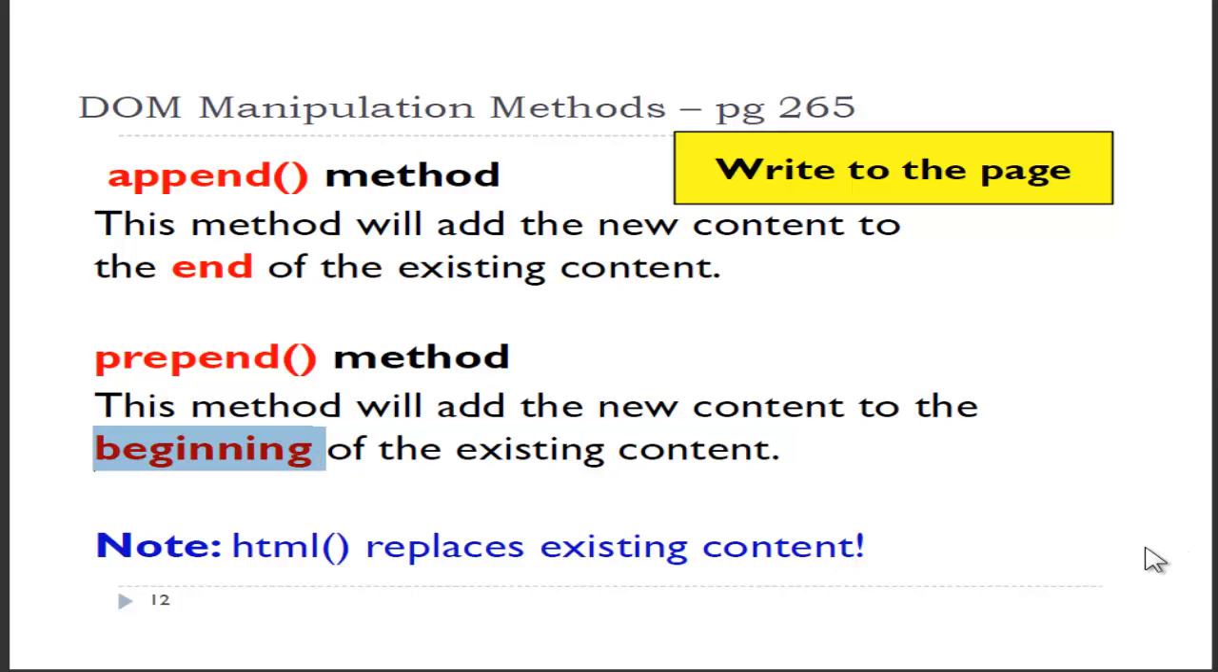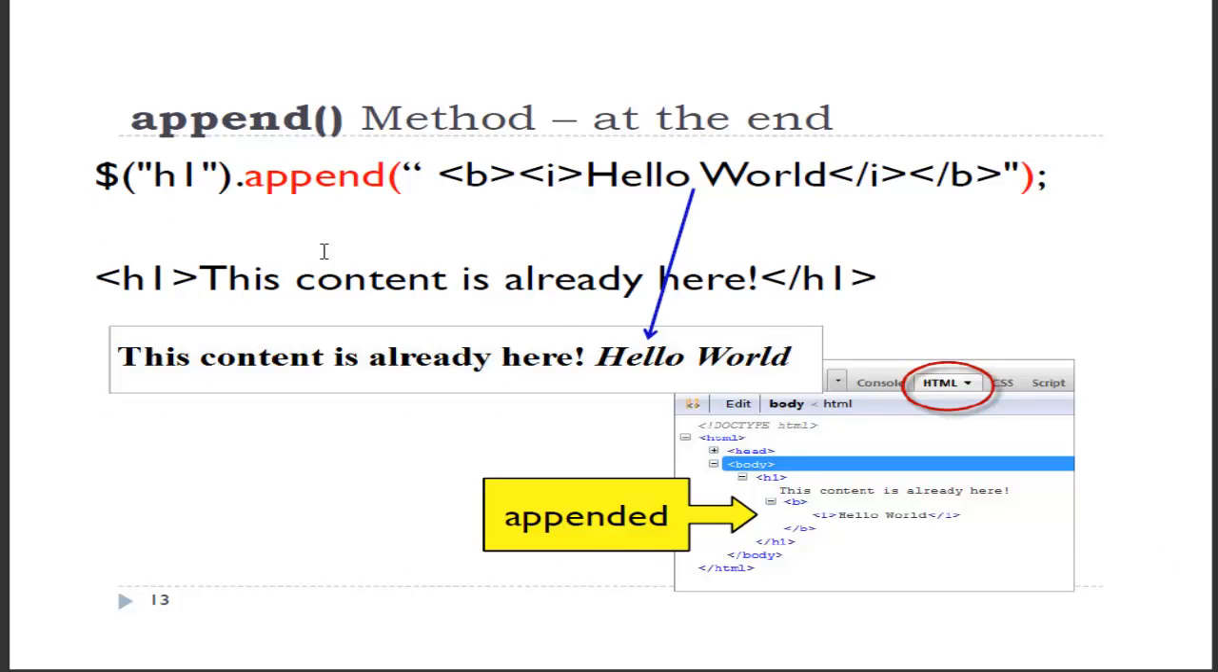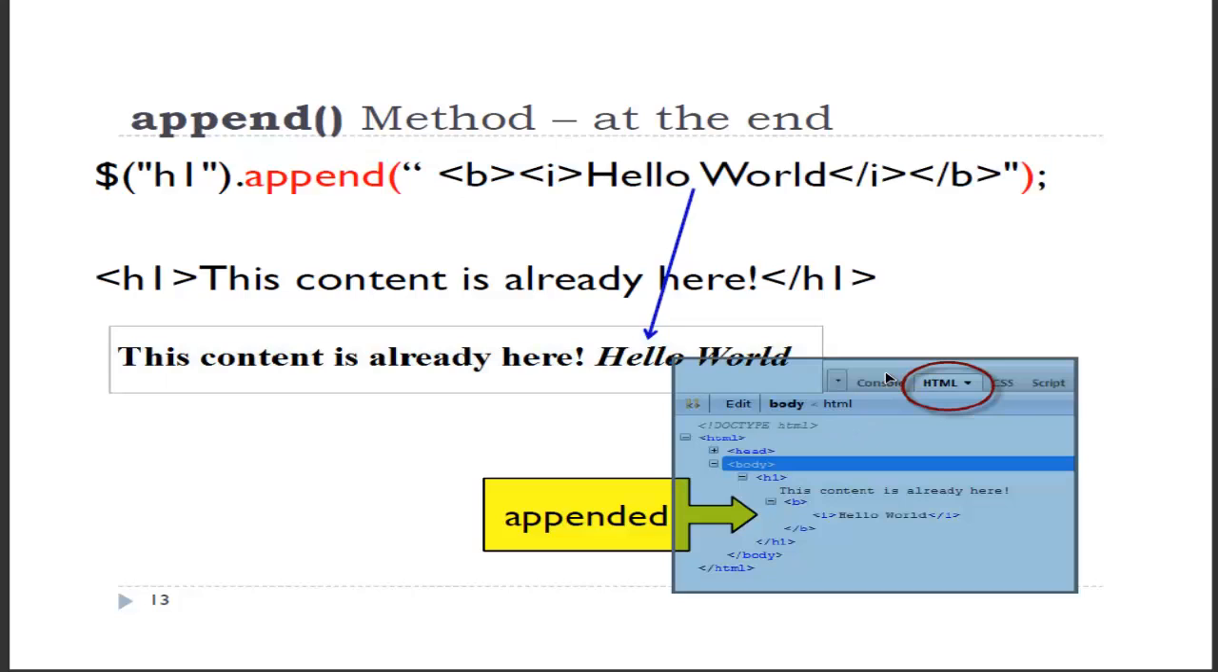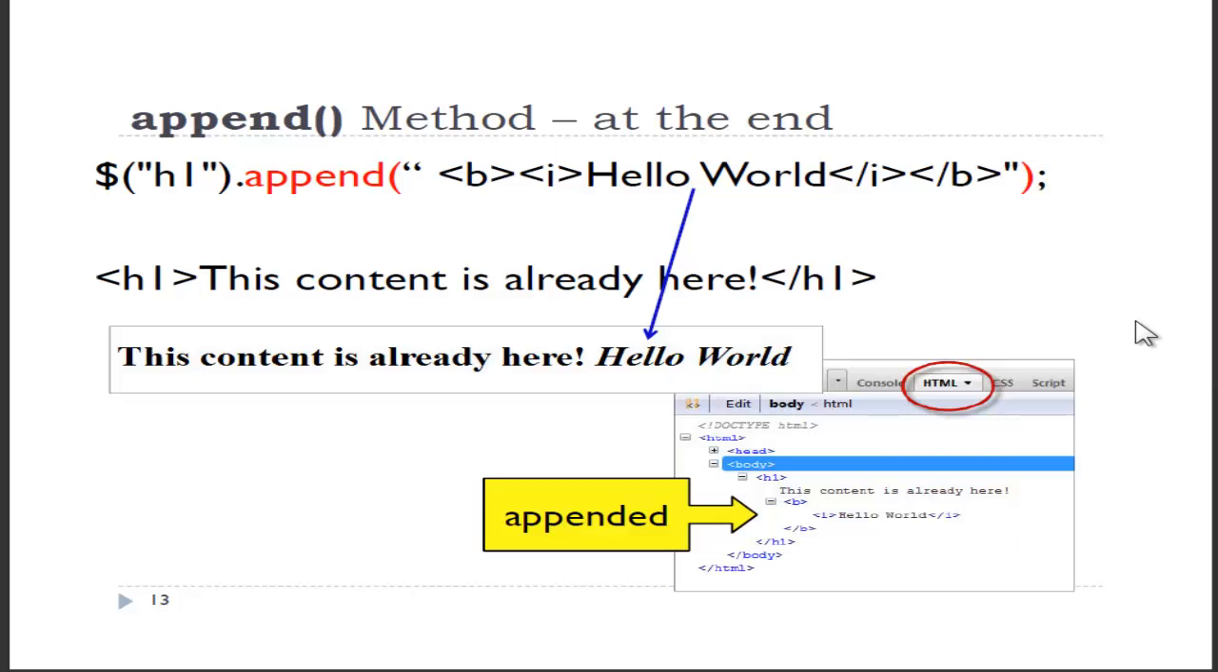So these are some additional methods that we have to write to the page. And here again, technically we are manipulating the DOM. All right, so let's take a look at the append method. I'm going to append this string to the H1 element. And here we can not only see it in the web page, but we can also go into the rendered code to verify the HTML has indeed been created.